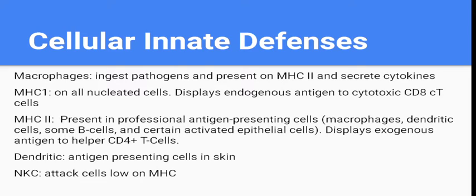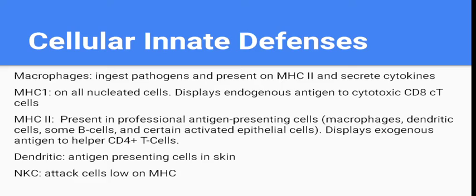Then you have MHC1 and MHC2. The MCAT likes asking questions about these. MHC1 is on all nucleated cells, and this displays an endogenous antigen to the cytotoxic CD8 T cells, while MHC2 displays it to the helper T cells, CD4 T cells. These are more on the specialized cells, so macrophages, dendritic cells, some B cells, and some epithelial cells.